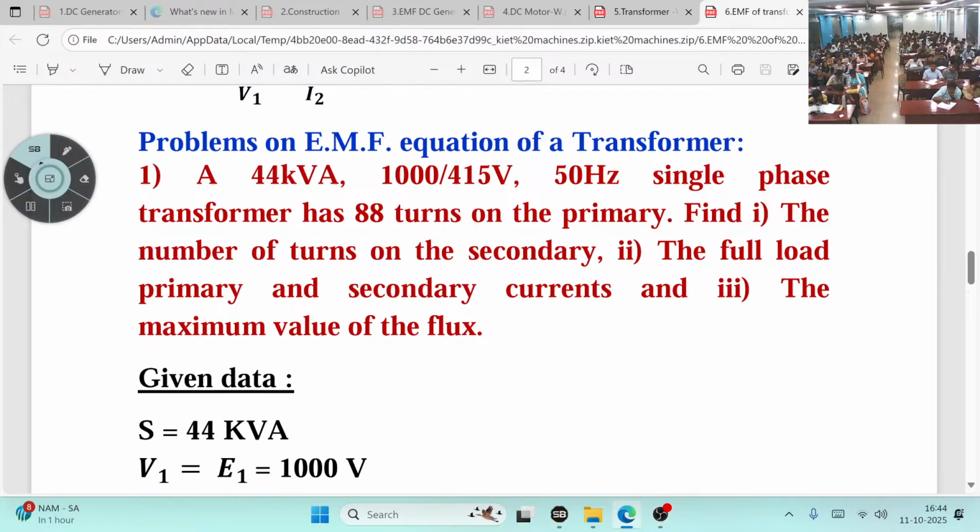Write down this problem. A 44 kVA transformer. Here see the nomenclature. Always you have to take this one as the V1.